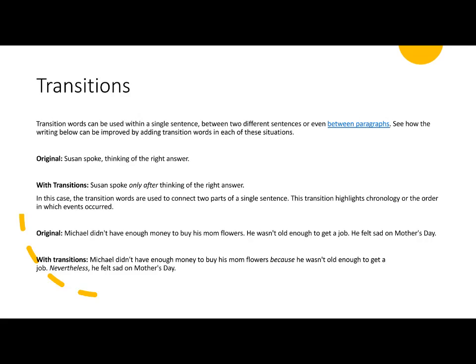Now, I see how the original seems like it's just kind of throwing ideas out there. Michael didn't have enough money to buy his mom flowers. He wasn't old enough to get a job. He felt sad on Mother's Day. All of those are very personal things that we've just learned about Michael and his tragic life. But since they're not connected, it seems like these are separate ideas, and it kind of feels like you're throwing a lot at me at once. But now that you've added the transitions, Michael didn't have enough money to buy his mom flowers because he wasn't old enough to get a job. Nevertheless, he felt sad on Mother's Day. See how that kind of ties it all together? It's two sentences, but one quick, simple idea, basically. I like that better.